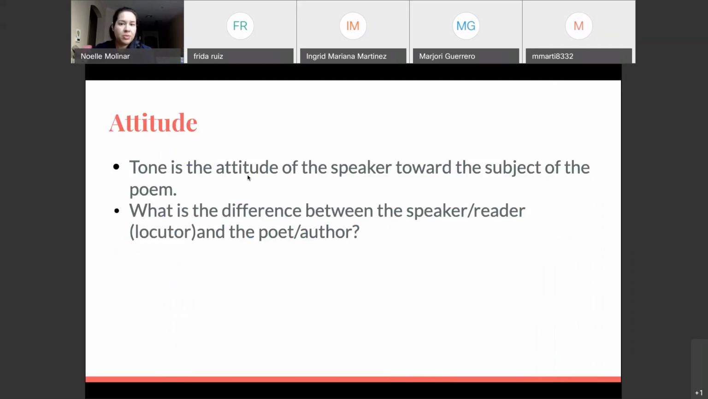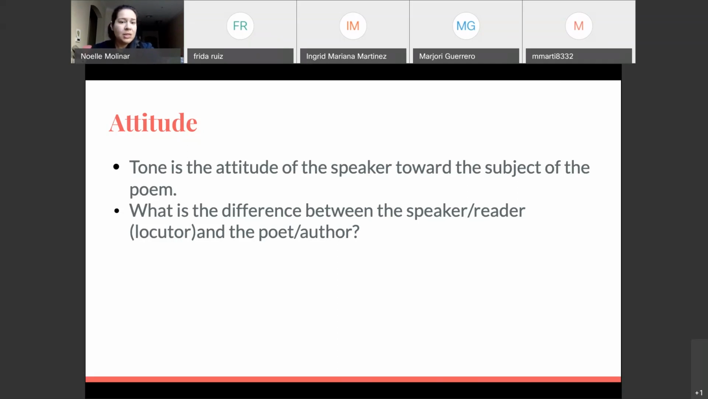So connotation has all of these different pieces. Attitude is one of them. So we're continuing right now. Attitude and tone are very similar. They're the attitude of the speaker toward the subject of the poem. What is the difference between the speaker and the reader, and the poet and the author? Last afternoon we had the idea of tutoring. If somebody likes their teacher, then tutoring might be a good thing.